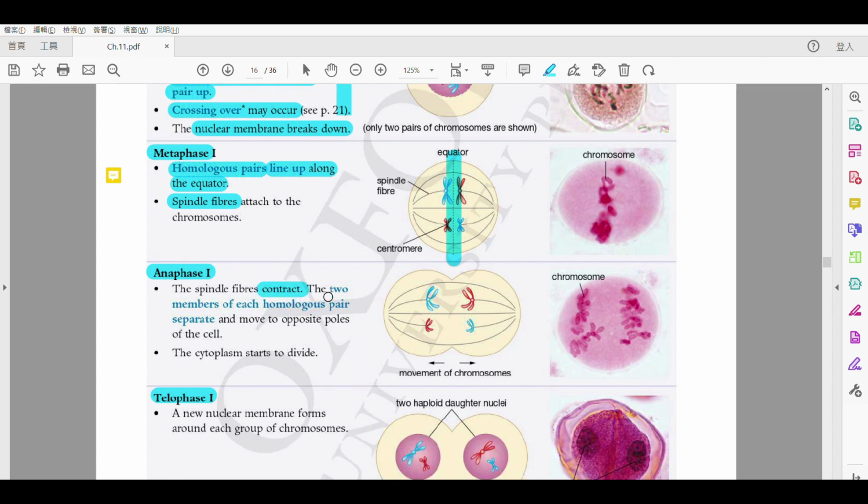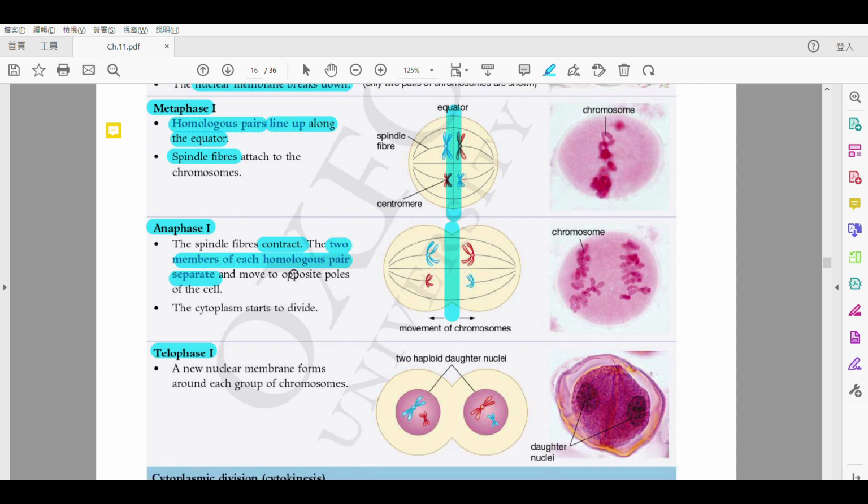Okay, and then spindle fibers contract. This time, remember, normally sister chromatids will separate, right? For mitotic cell division. 中間兩條嘢已經會分開咗啦。The sister chromatids will divide. But now it's different. It's like the two members of 呢個嘅 homologous chromosome 啦，homologous 嘅 pair 啦，就會 separate. So two members separate first 喺呢度啦。Okay, and then they move to the opposite sides of the pole.